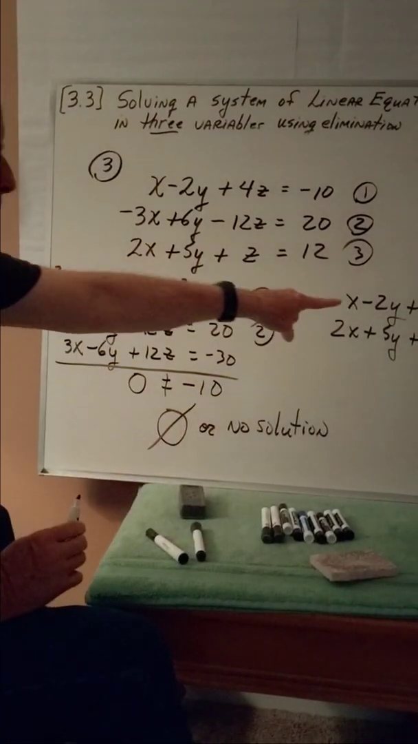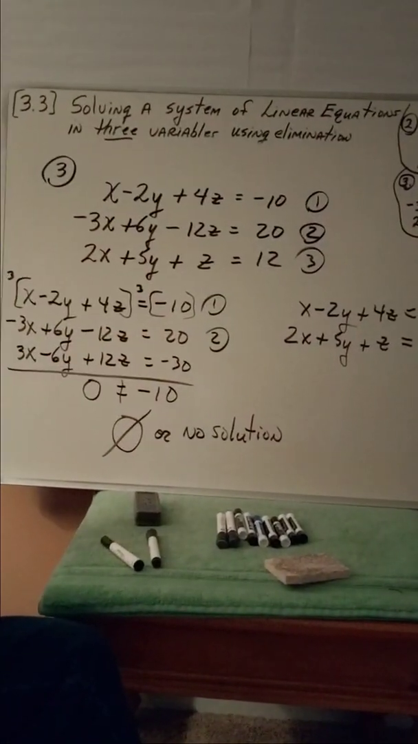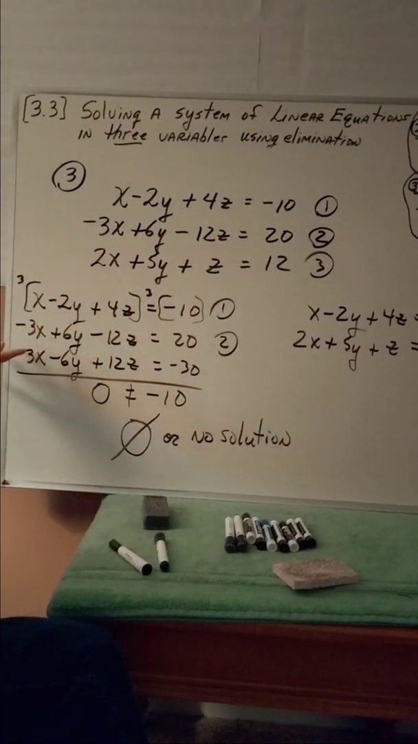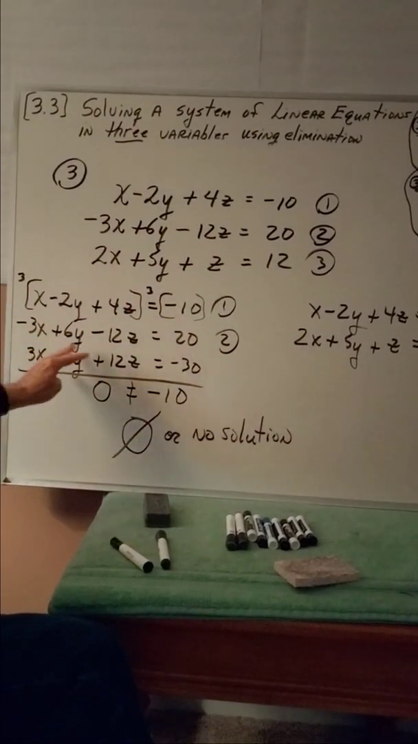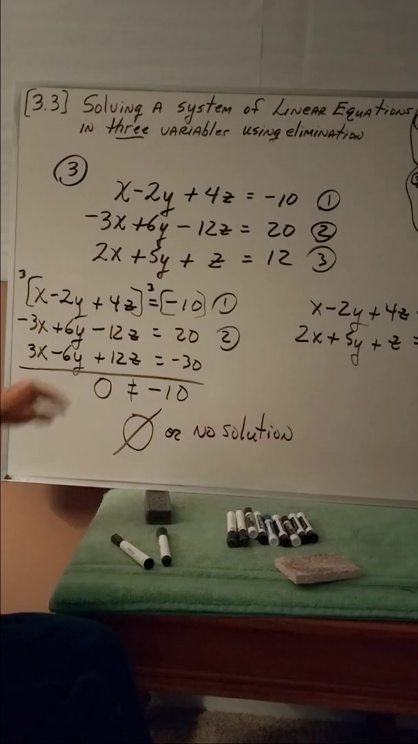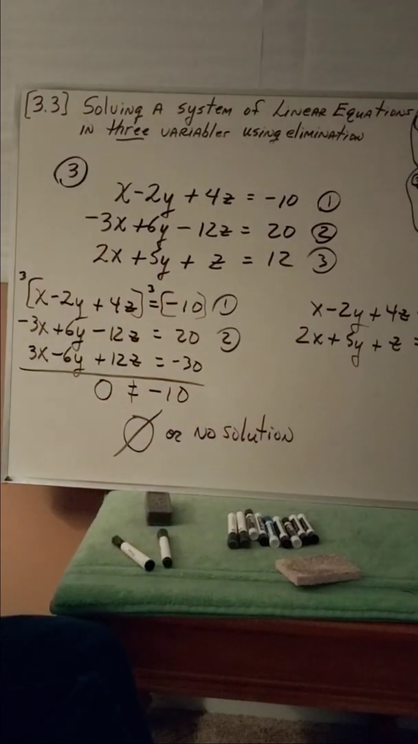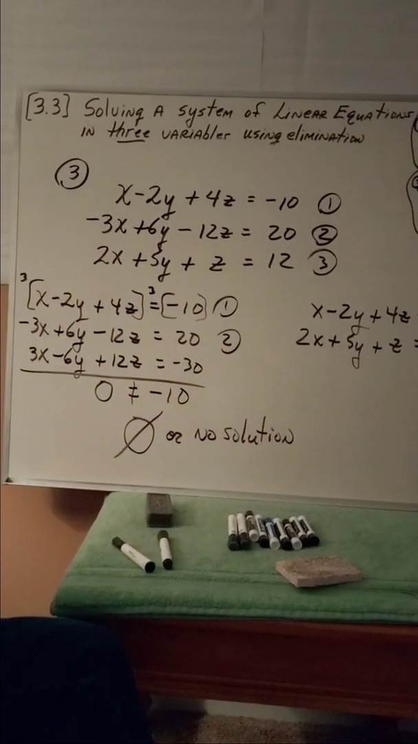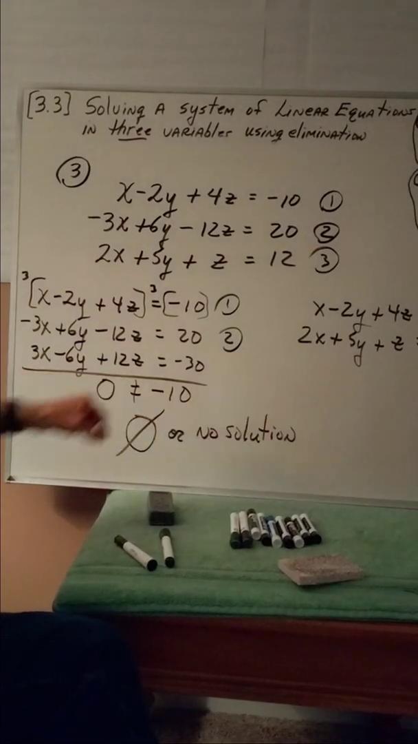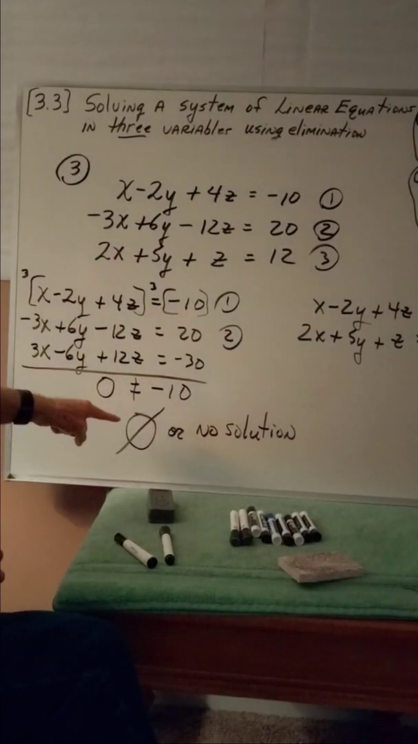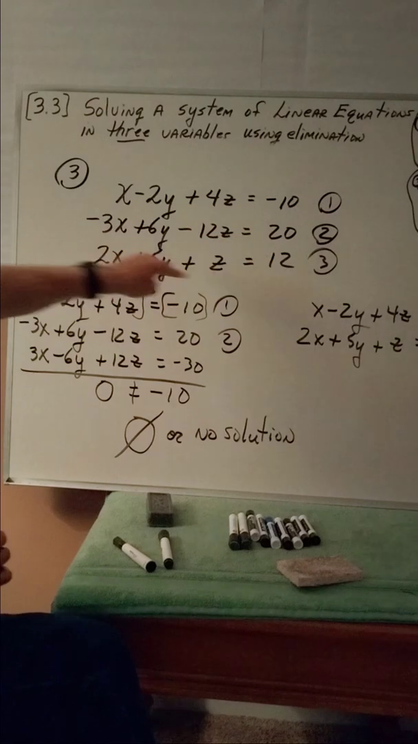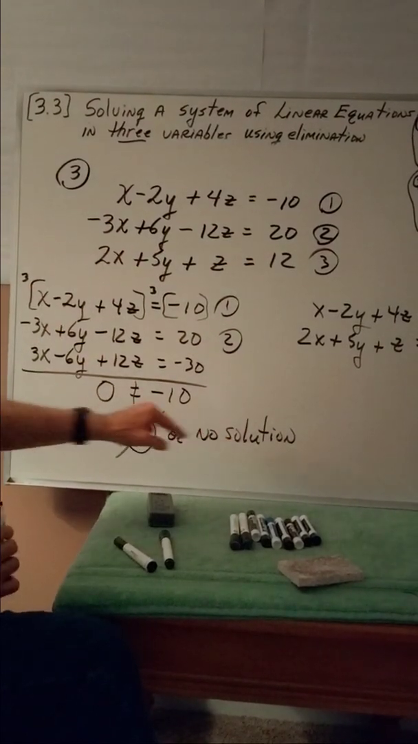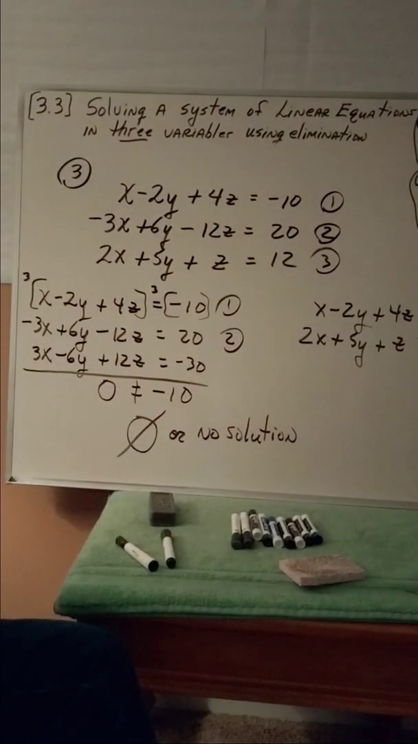You don't have to worry about going to the other pair. It was already settled by looking at this pair. We lost all of our variable terms, and we ended up with a numerical statement that was false. 0 does not equal -10. That indicates that the solution to this entire system is no solution, or the empty set.